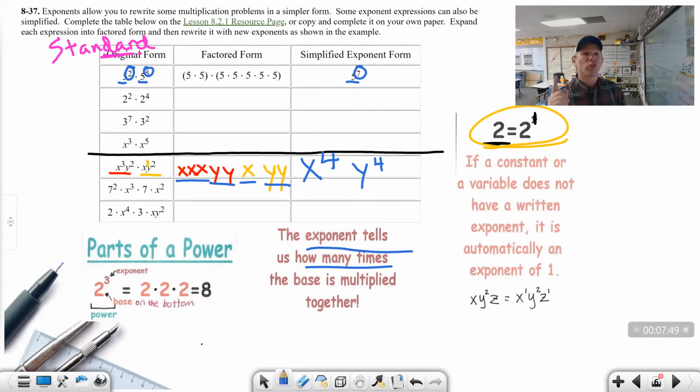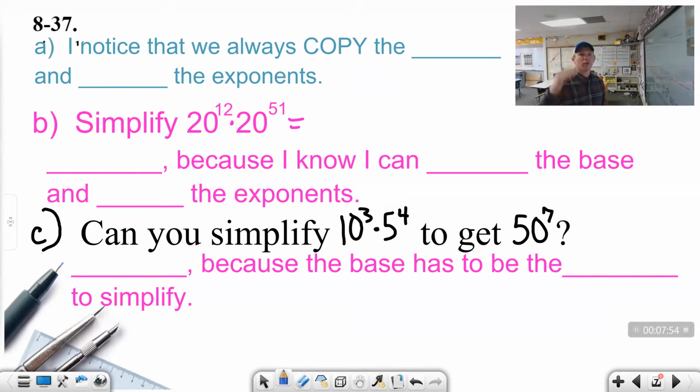That is the pattern you needed to see in this table. So underneath, you have several lines for A, B, and C. Problem letter A. I noticed that we always copy the base and add the exponents. This is the pattern that you have to see today. I did not combine the base. I didn't take an X and a Y and make this hybrid letter. Nope, it just stayed X.